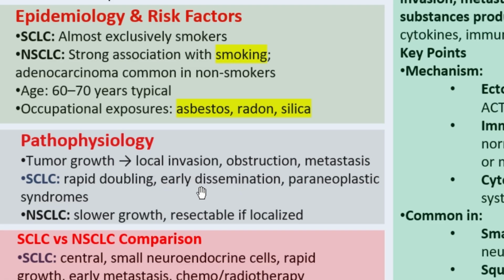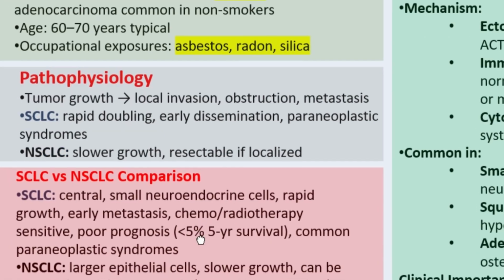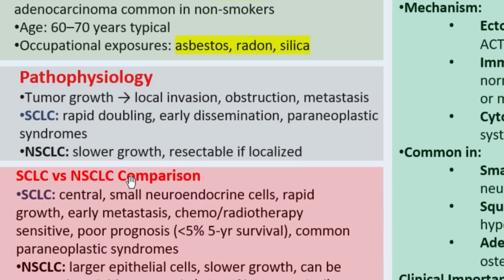So when you compare small cell lung cancer and non-small cell lung cancer, small cell lung cancer is central, composed of small neuroendocrine cells, has rapid growth, early metastasis, and is initially sensitive to chemo or radiotherapy. But it has a poor prognosis with less than 5% survival and is commonly associated with paraneoplastic syndromes.